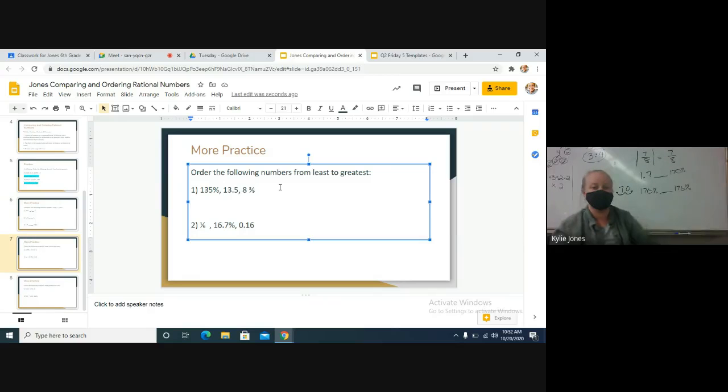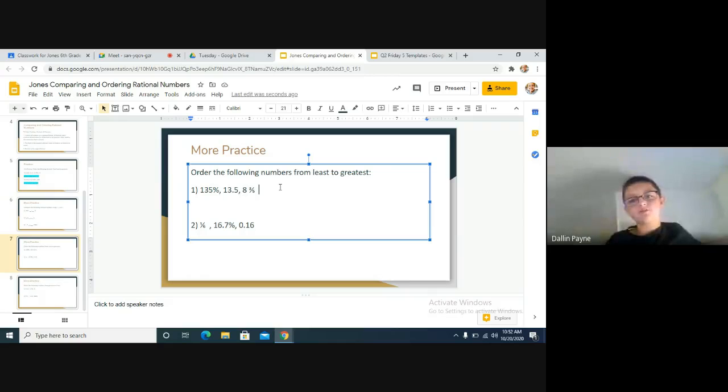Now, we have a percent, a decimal, and a fraction. What do we want to change them all to? It's kind of up to you. You can change them to whatever you want, but we need them all to be the same. So should we change them all to percents, or all to decimals, or all to 0.66666?